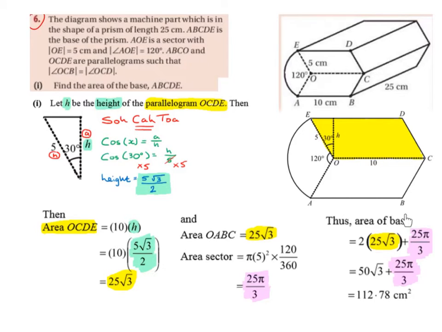So thus the area of the entire cross section, or base, or front of the prism, is going to be 2 times 25 root 3, so we have 2 parallelograms, plus 25 pi over 3, which is the sector. That gives us 50 root 3 plus 25 pi over 3, which gives us 112.78 centimeters squared. So the area of the shape of the front, the cross section of the prism, is 112.78 centimeters squared.